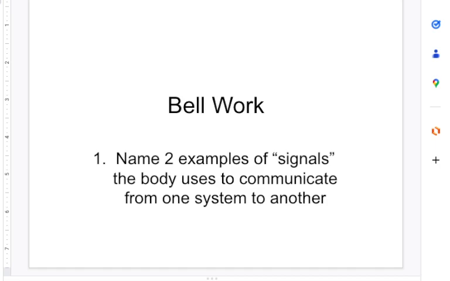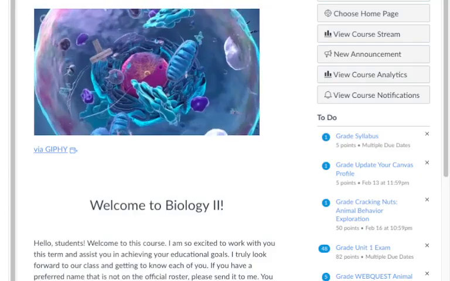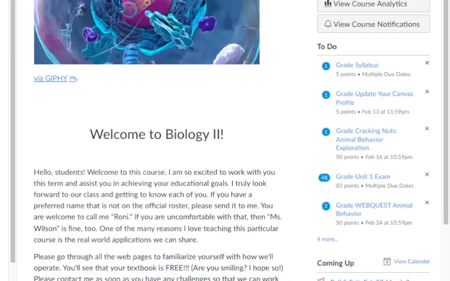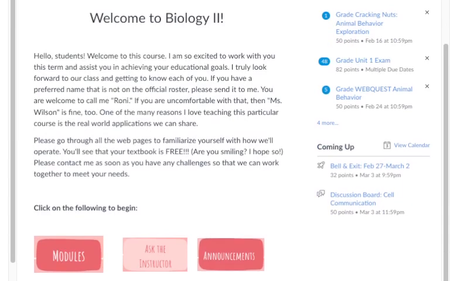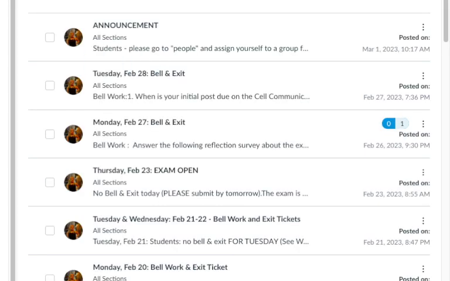While you are pausing your screen, I am going to share my screen and show you a little bit about the Canvas layout. So here is your home screen. If you scroll down on your home screen, you can click this button to go straight to the announcements, or you can click this button to go straight to the modules. Here is where you will see the announcement that was posted today, which says you need to assign yourself to a group. So make sure that you are doing that.